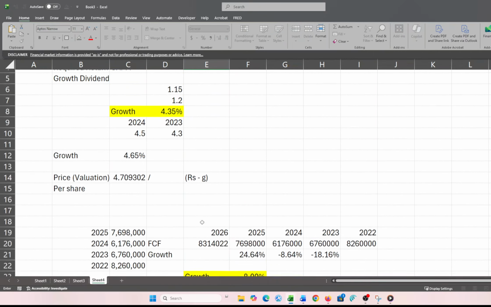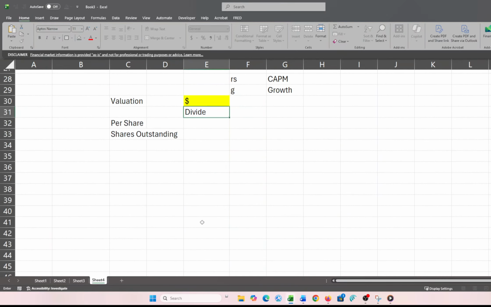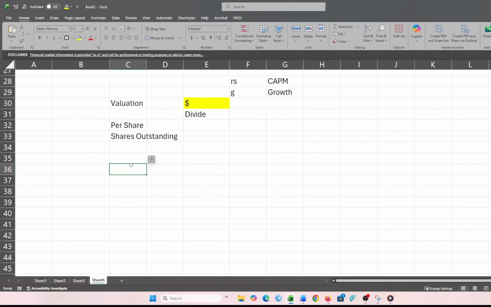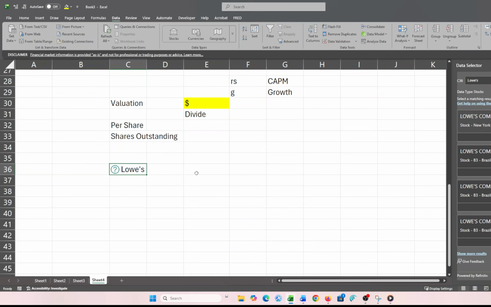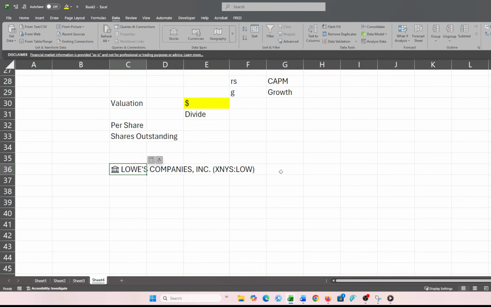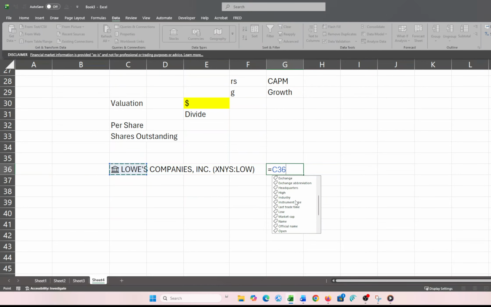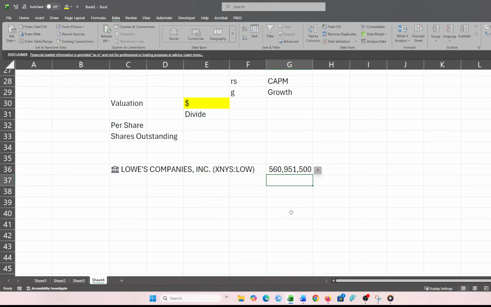Now, another way we can do it, where's Lowe's at? How can we find the shares outstanding? It's probably the best one, and I should have done this from the beginning. Here's Lowe's. I'm going to convert that. I'm going to go to Data, then Stocks, and then select over here to the right, Companies, New York Stock Exchange. I'm going to go equals, select that cell, and let's see if we can find shares outstanding. We got it right there. 560 million shares outstanding.